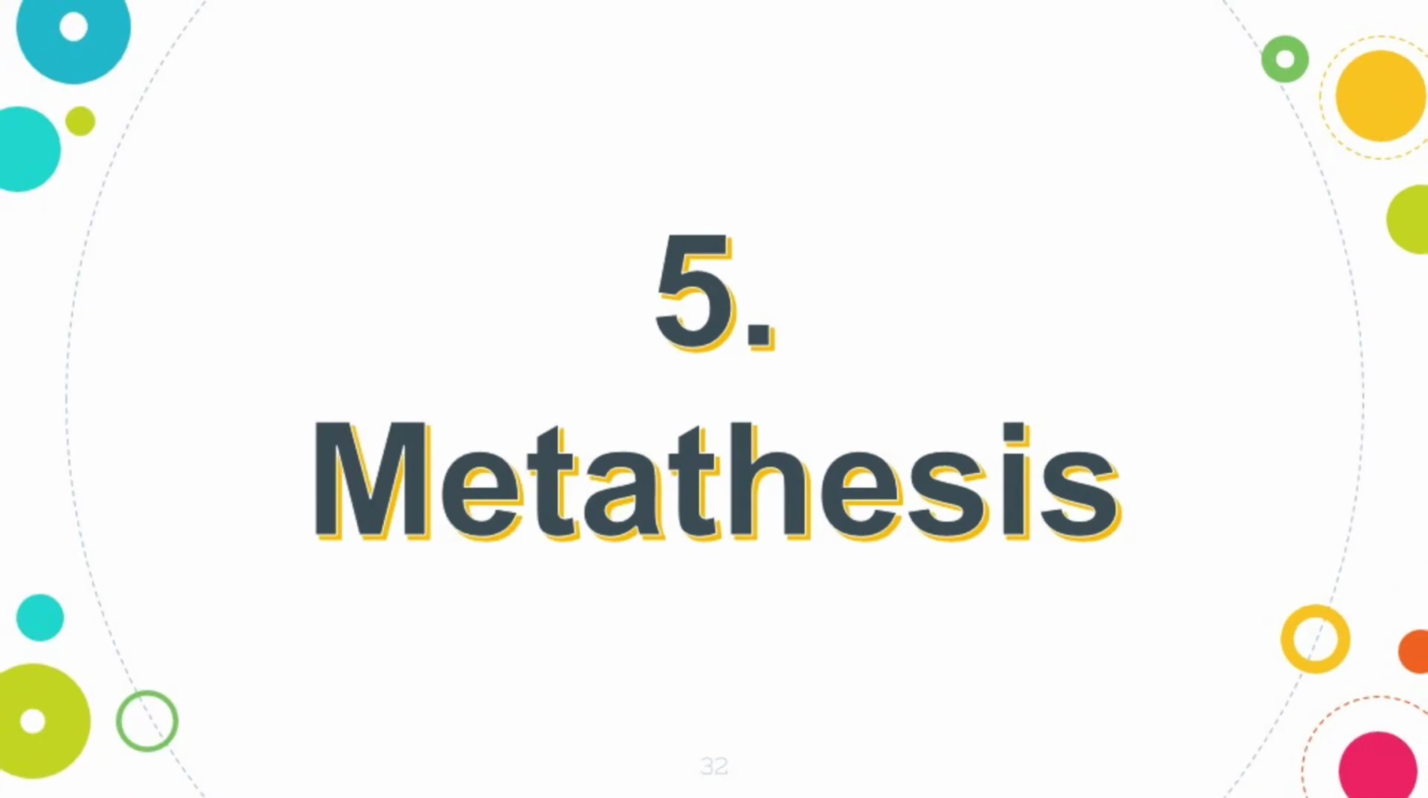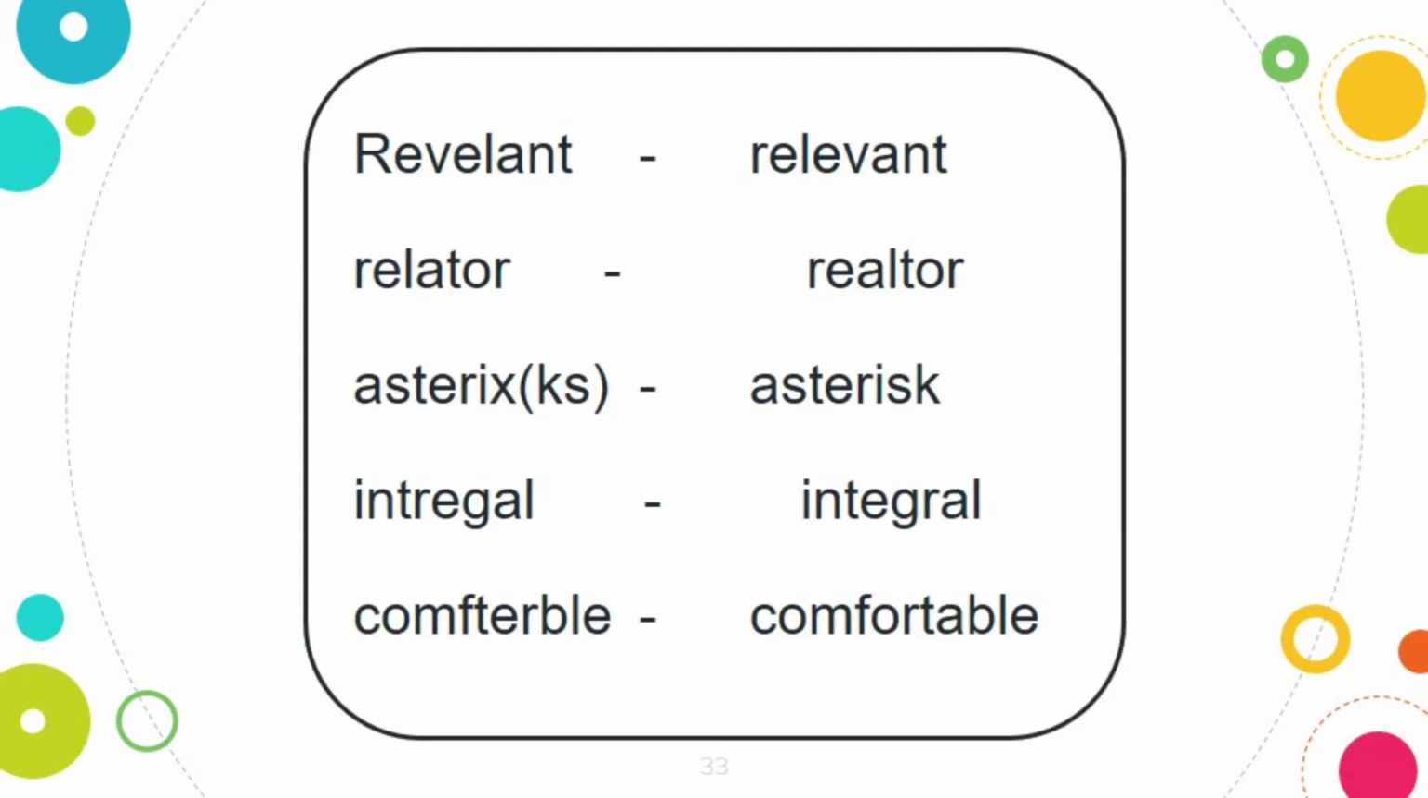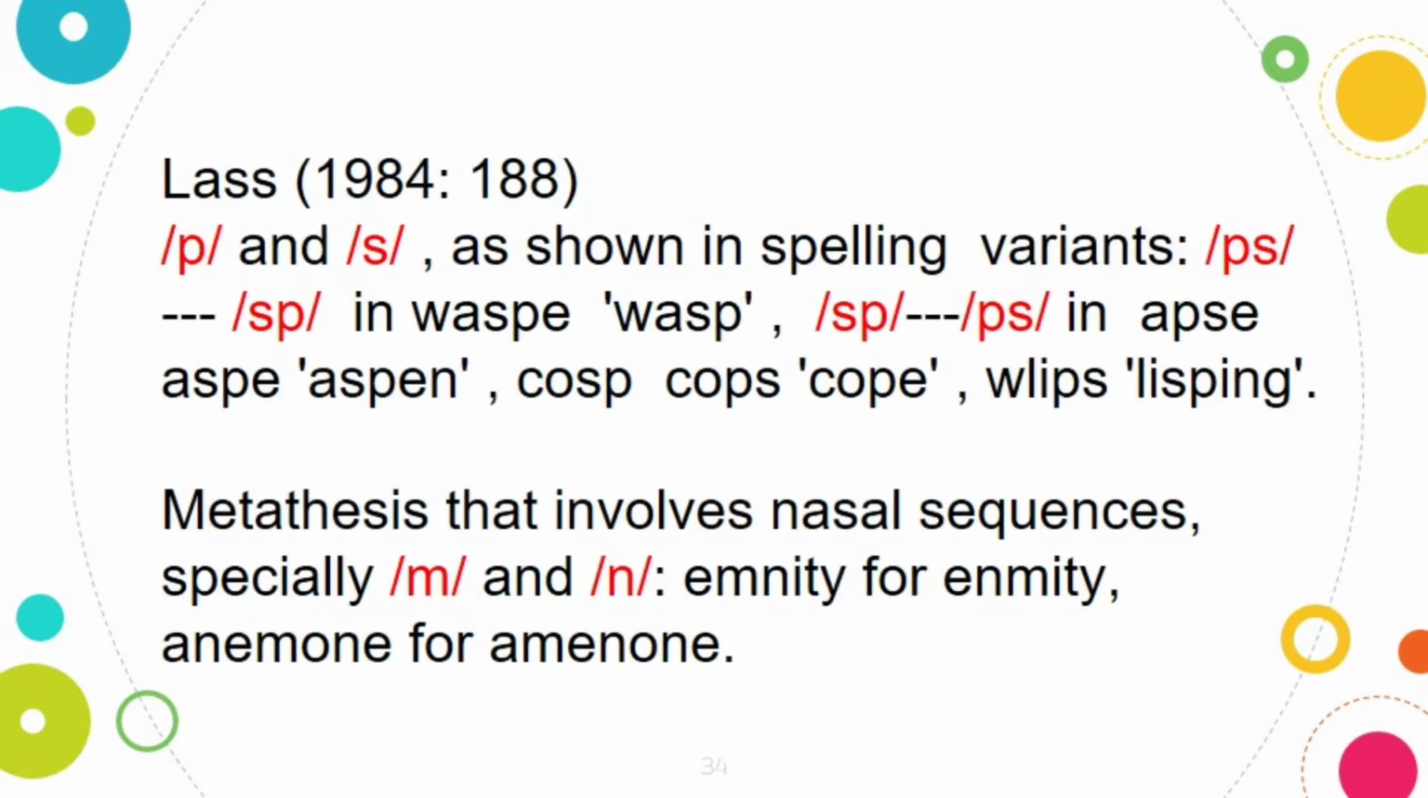The next process is metathesis, in which a phonological process changes the order of phonemes. For example, we have relevant to revelant, asterisk to asterix, comfortable to comfterble, relator to realtor, and integral to intregal. Last stated that in Old English there are interchanges of p and s, as shown in spelling variants ps and sp. Another metathesis involves nasal sequences, especially m and n, like enmity for emnity and anemone for amenone.